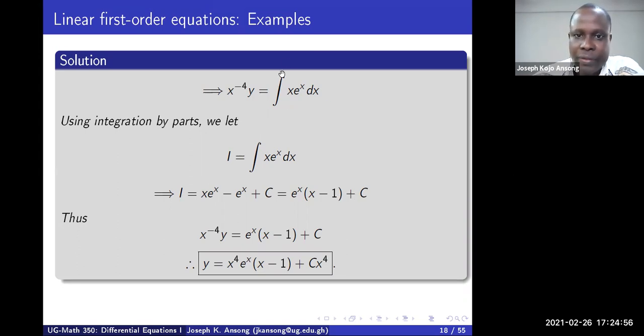So we know how to integrate this. It means x to the negative 4y is equal to that expression. Now I can just multiply through by x to the 4, and I get y is equal to this as my solution, of course with the arbitrary constant. Now we don't have an initial condition, so we just leave it as that.